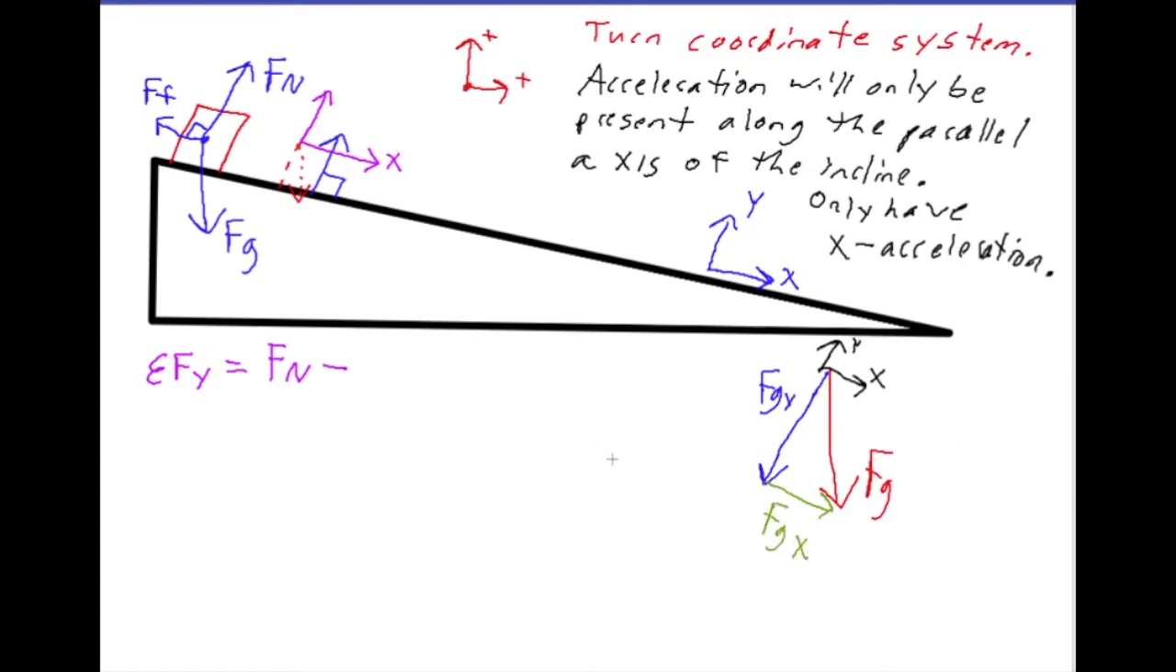Now that we split it up, we can go back and fill out our net force equation. So force normal minus force gravity in the y direction, and that's going to equal mass times acceleration.